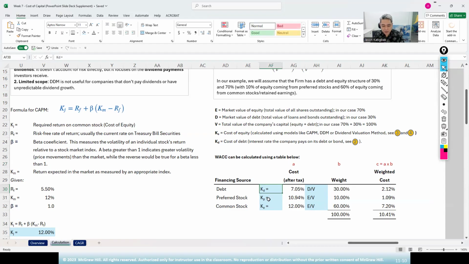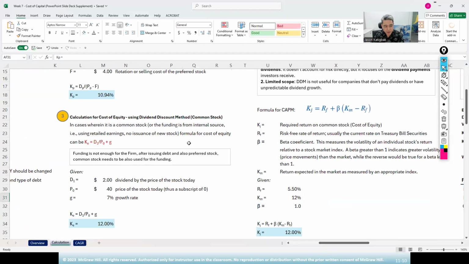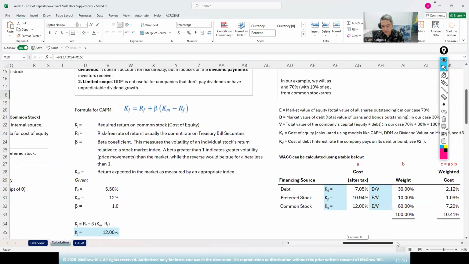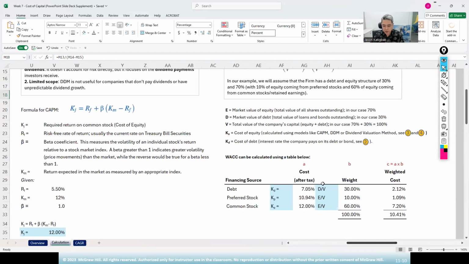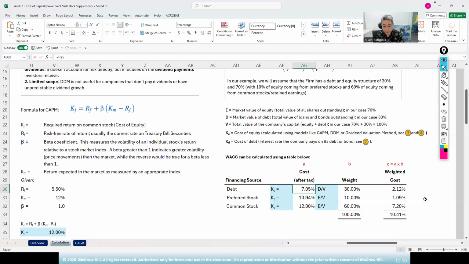So KD, KP, the preferred stock. Remember, it issued new stock. We calculated it at 10.94. Where is that? It's actually here. Well, I'm going to show you the trick on that one, if you have a big spreadsheet. I'm going to press F5, sorry, F2.